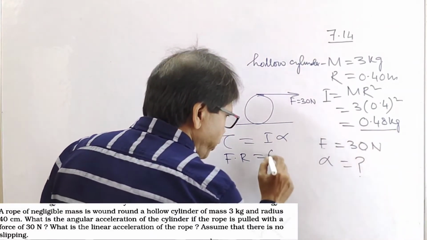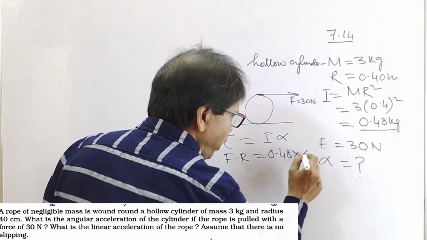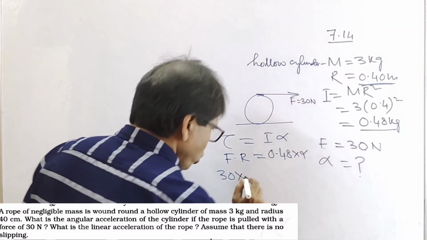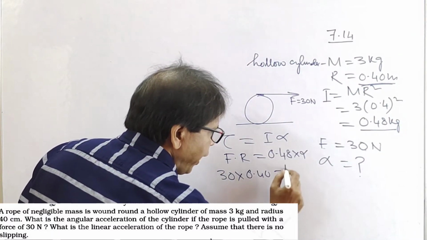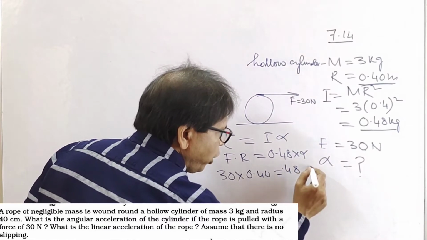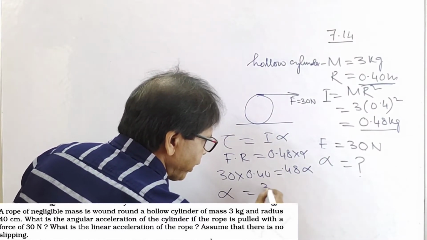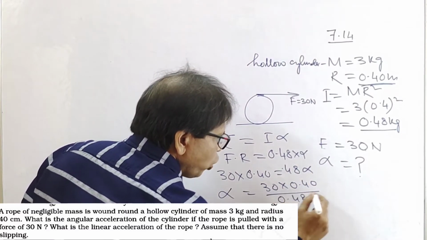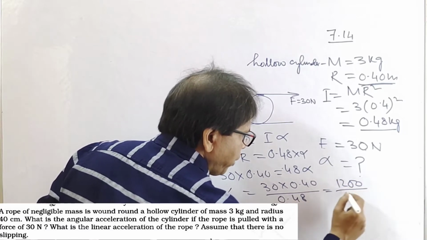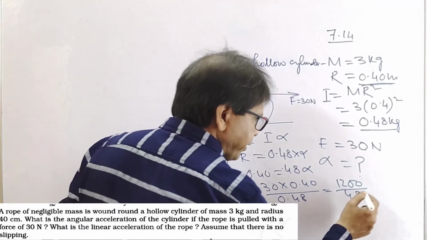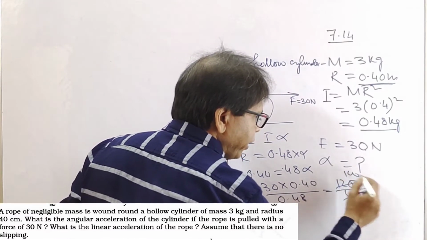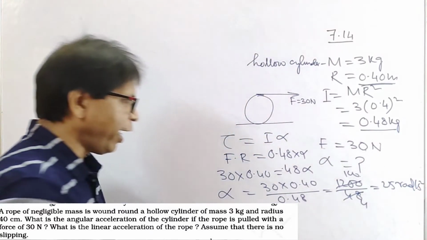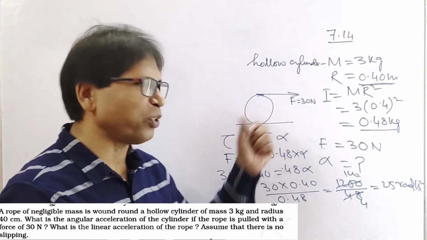I means 0.48, so 0.48 into alpha. Look at this, F is 30 and R is equal to 0.4. So look at this, it is 30 into 0.40 and this is 0.48 into alpha. So alpha equal, look at this, 30 into 0.40 by 0.48. So look at this, it is 1200 divided by 48. Now look at this, it is 4 and this is 100. So this is 25 radian per second square, the angular acceleration of the hollow cylinder.